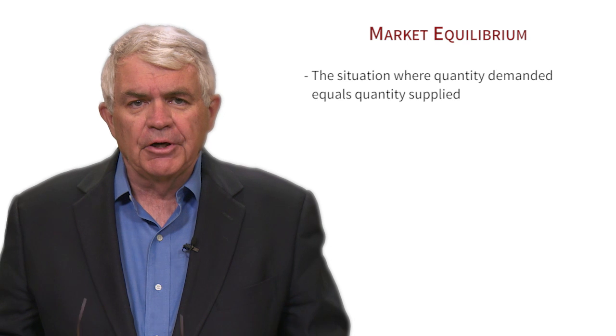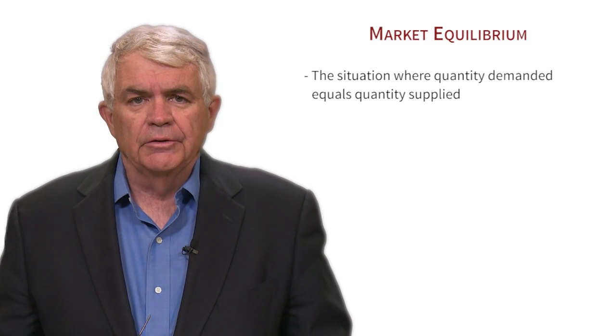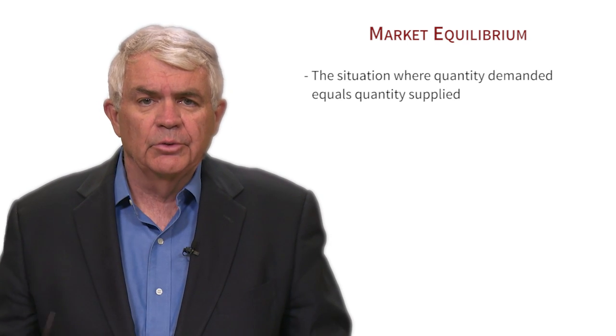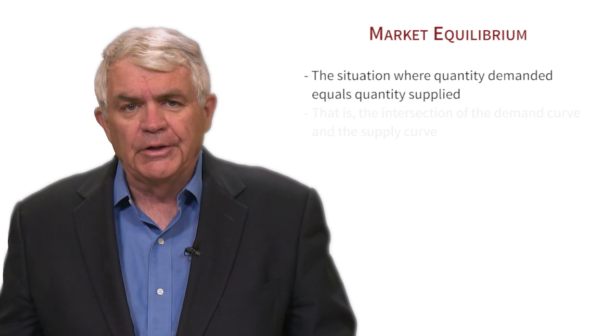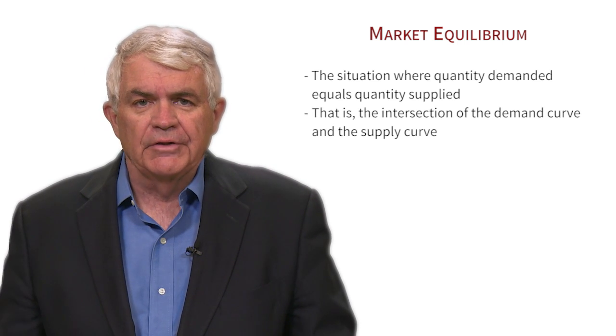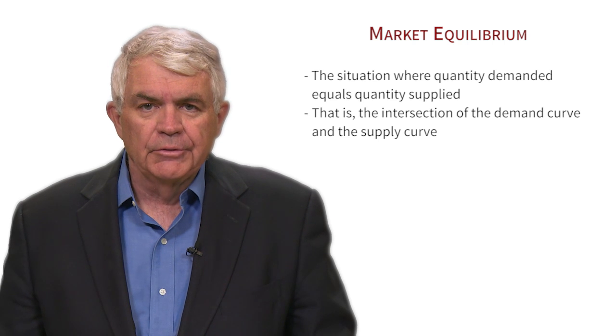So by definition, market equilibrium is a situation where the quantity demanded, which we described in the last lesson, and the quantity supplied are equal. It's where the two are equal, and that's the definition of the market equilibrium.